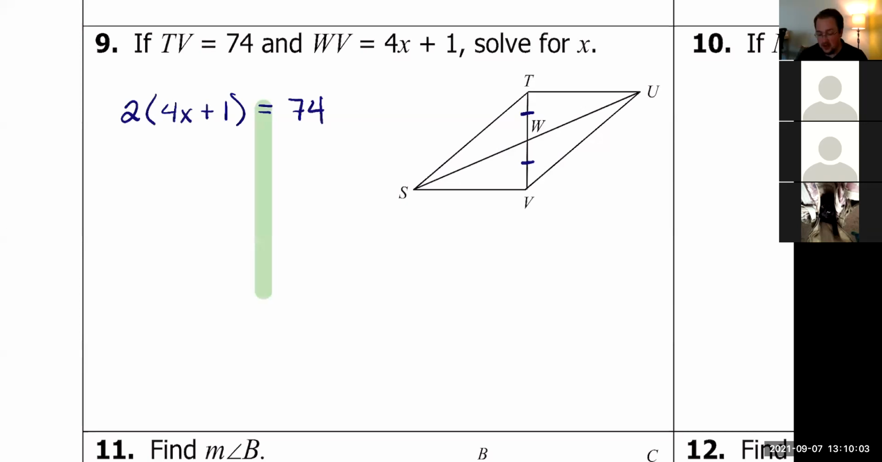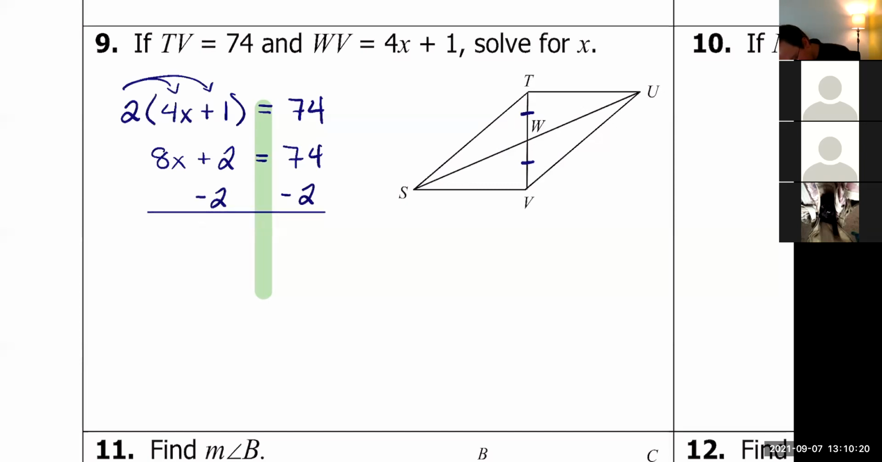Well, then we just go into solving mode. I'm going to distribute my 2 here to get 8x plus 2 equals 74, and then I just solve. Subtract 2 from both sides. I get 8x equals 72. Divide both sides by 8, x equals 9.